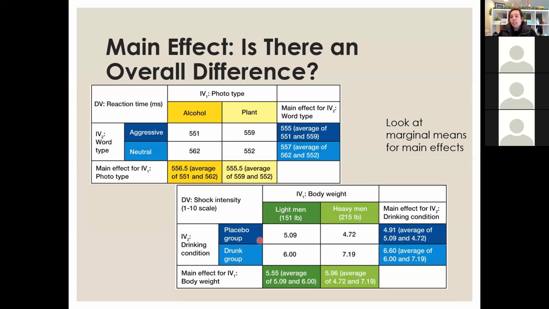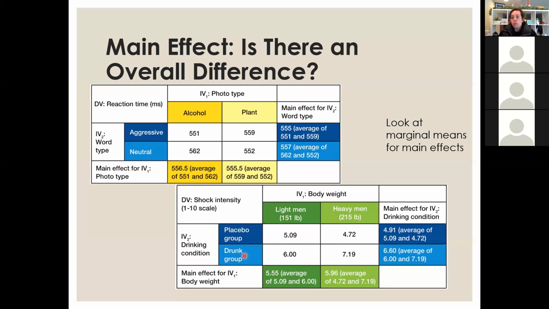Is there a main effect for the drinking condition? Again, how much shock intensity are you giving compared to the amount that you're drinking? So if you're in the placebo group, right, you average these two values. So 5.09 plus 4.72 divided by 2 gives you an average of 4.91.